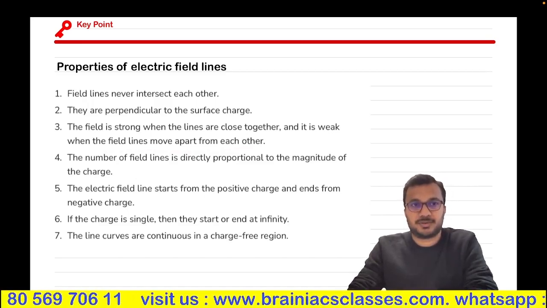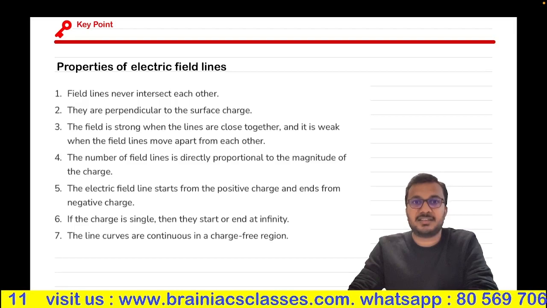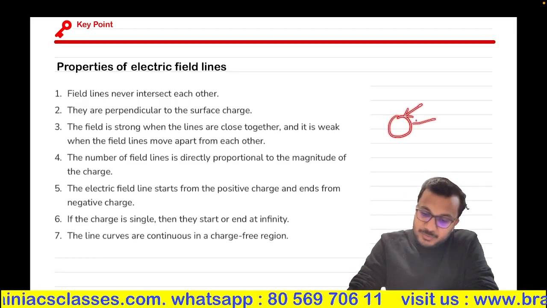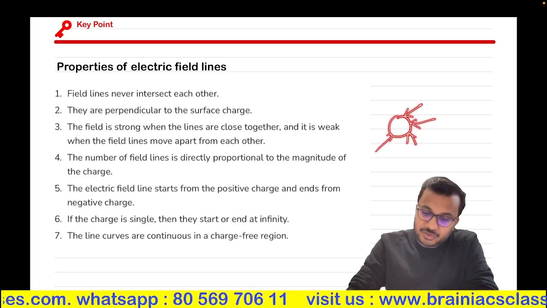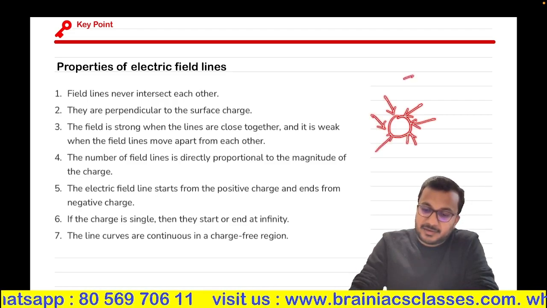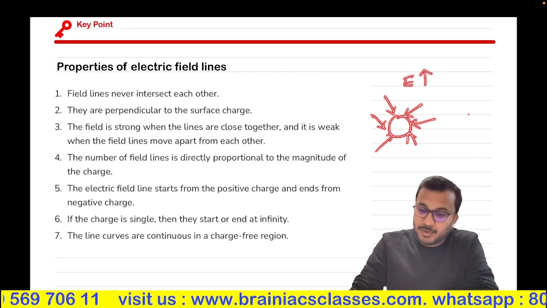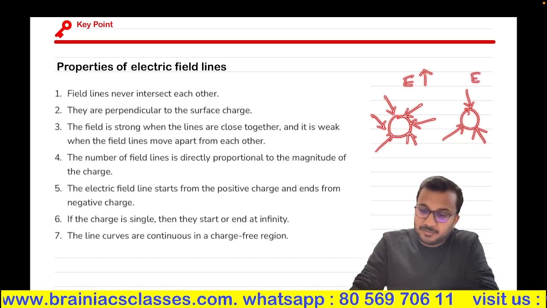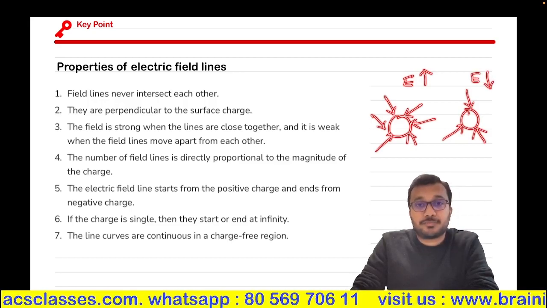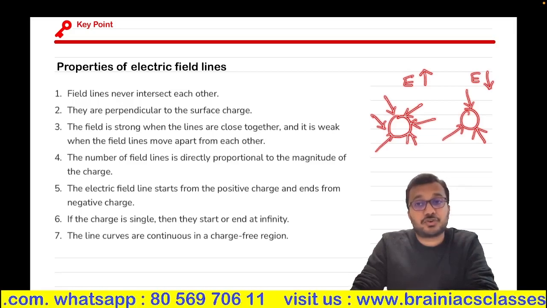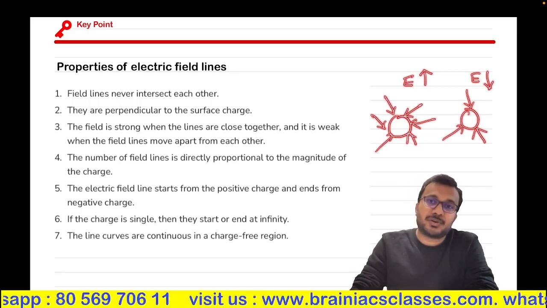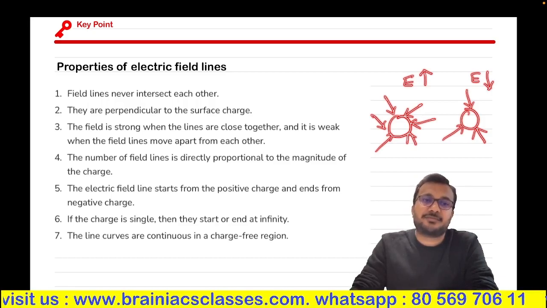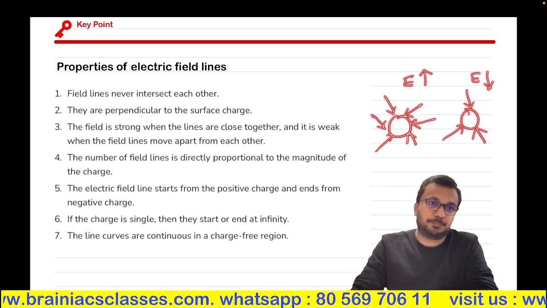What is the meaning of this? Field lines are strong when the lines are close together, which means if I have electric field lines which are very close to each other, then I will say here the electric field has a large value compared to the second diagram, where the electric field will be less. More number of electric field lines means a stronger field. First one has more field lines, so it is stronger. Second diagram has fewer lines, so the electric field is weaker.